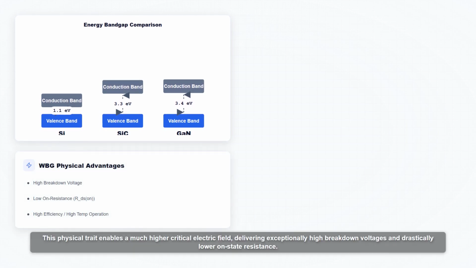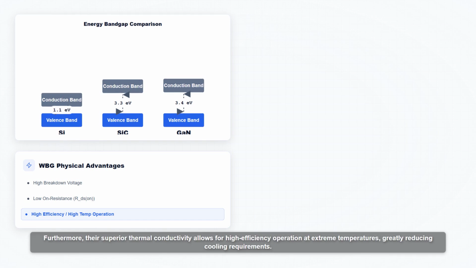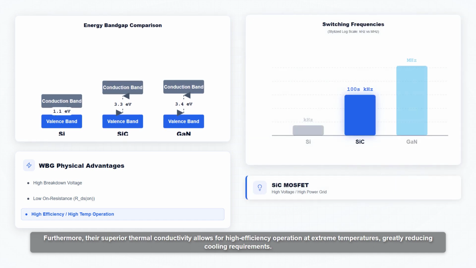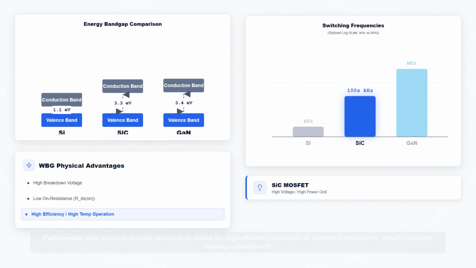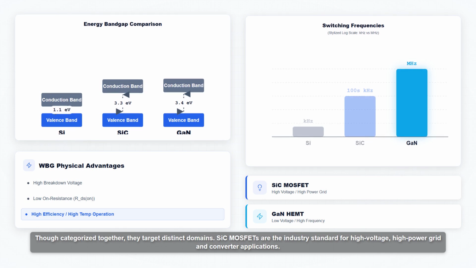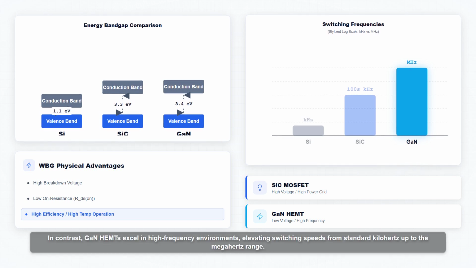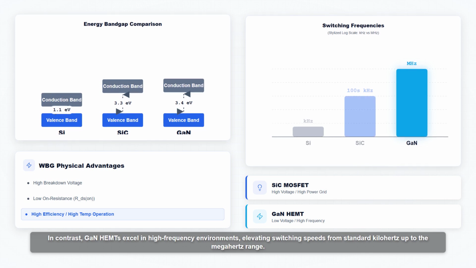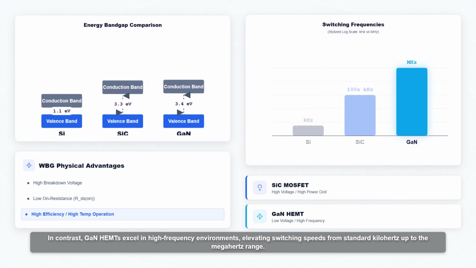This physical trait enables a much higher critical electric field, delivering exceptionally high breakdown voltages and drastically lower on-state resistance. Furthermore, their superior thermal conductivity allows for high efficiency operation at extreme temperatures, greatly reducing cooling requirements. Though categorized together, they target distinct domains. SiC MOSFETs are the industry standard for high voltage, high power grid and converter applications. In contrast, GaN HEMTs excel in high frequency environments, elevating switching speeds from standard kilohertz up to the megahertz range.